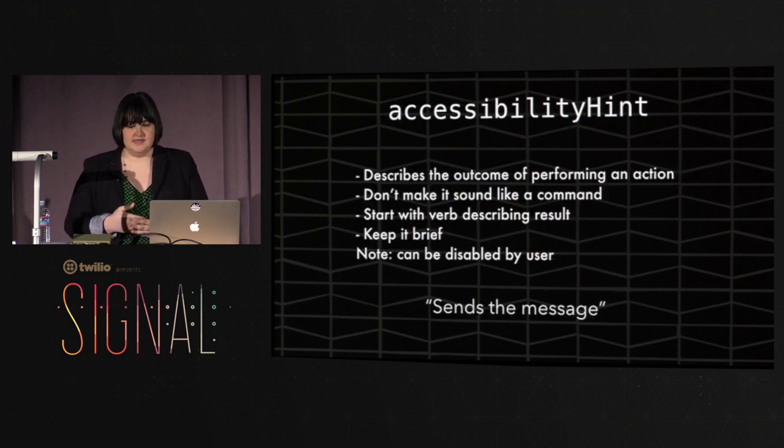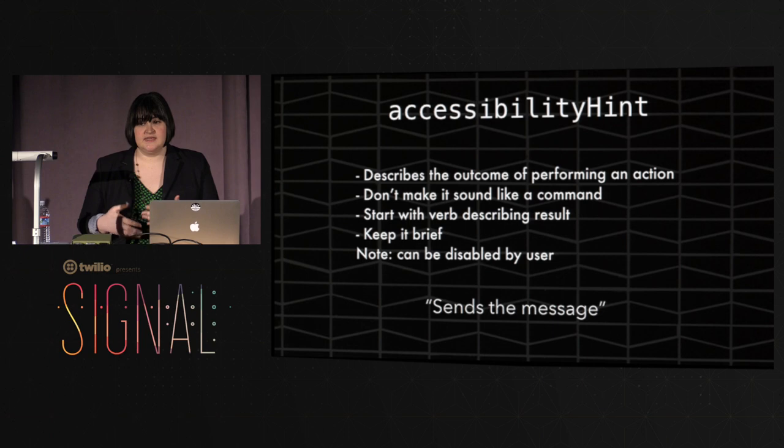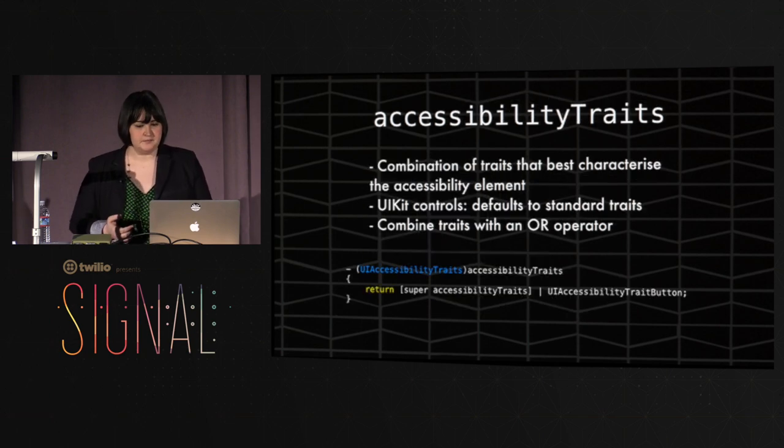So the next thing is the accessibility hint, and this describes the outcome of performing that action. Don't make it sound like a command, it should be something a little nicer, like it sends a message. Always start with a verb describing the result, and keep it brief, but don't rely on it. Users can turn this off, so don't make it so that they actually have to hear the hint to be able to understand what the element does.